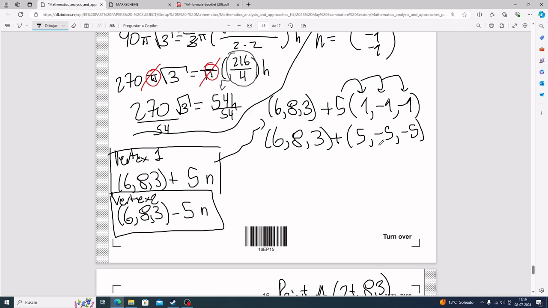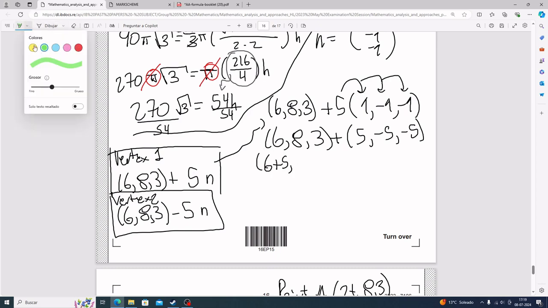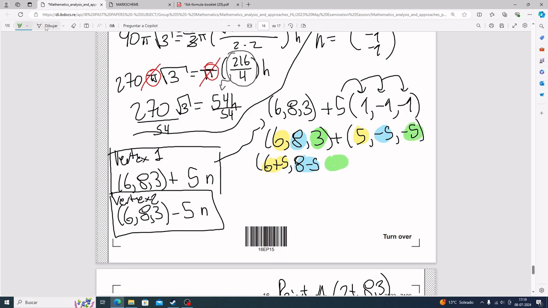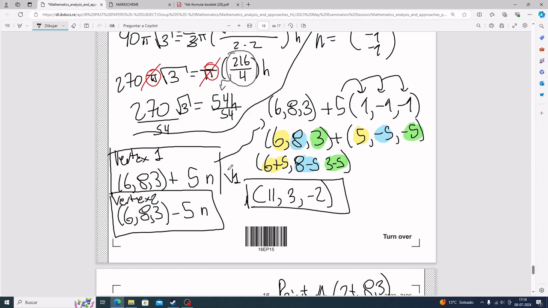So from here, okay, really, if you want to do the more rigorous step, you would end up with 6 plus 5, which is basically this one plus this one, okay, and then 8 minus 5, which is this one with this one, okay. Let me just finish color coding, why not? And then the last one would be this one minus this one, which is going to be 3 minus 5. And so this last point ends up being 11, 3, and -2. So this will be your vertex 1, okay?